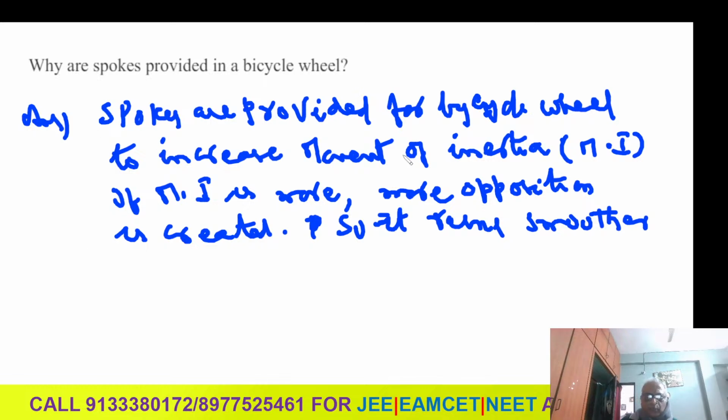Again, I'm telling you, spokes are provided for a bicycle to increase moment of inertia. Moment of inertia means mr square, mass into square of distance. When moment of inertia is more, more opposition is created, so it runs smoothly. Otherwise, jerks will come if spokes are not there.